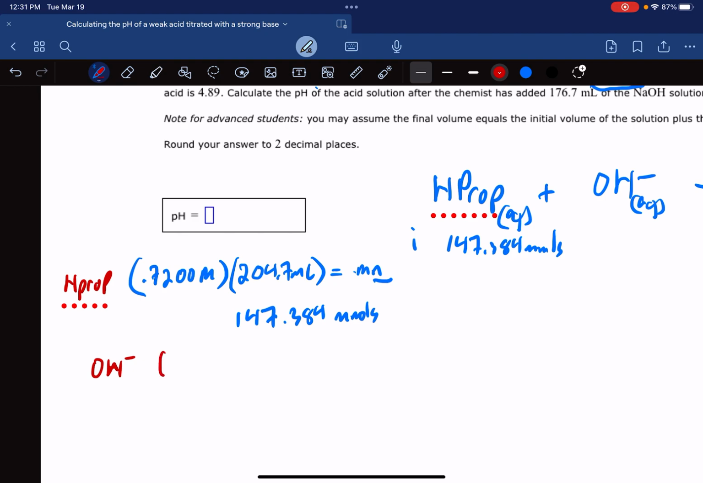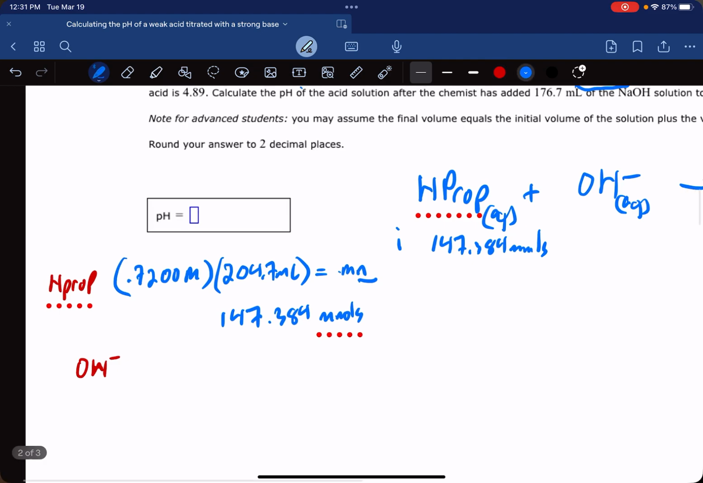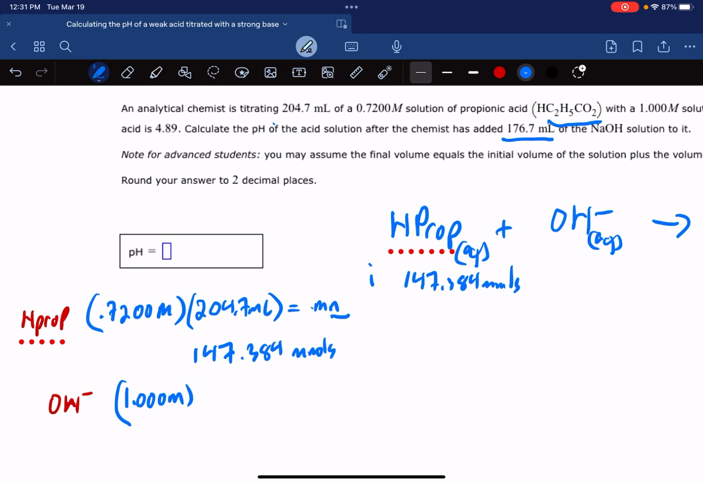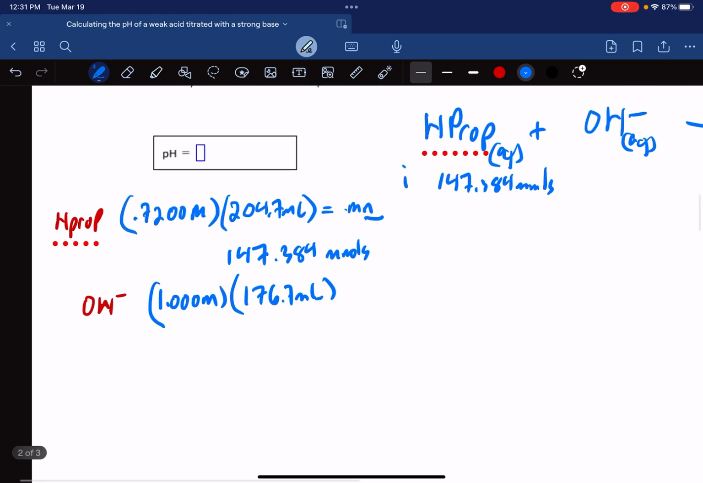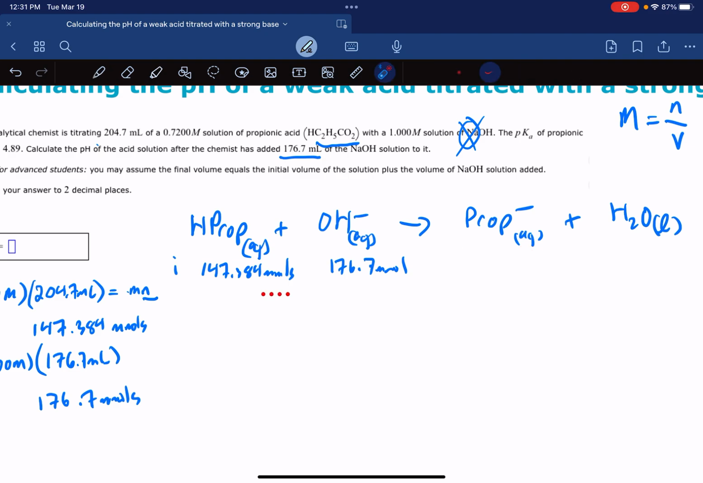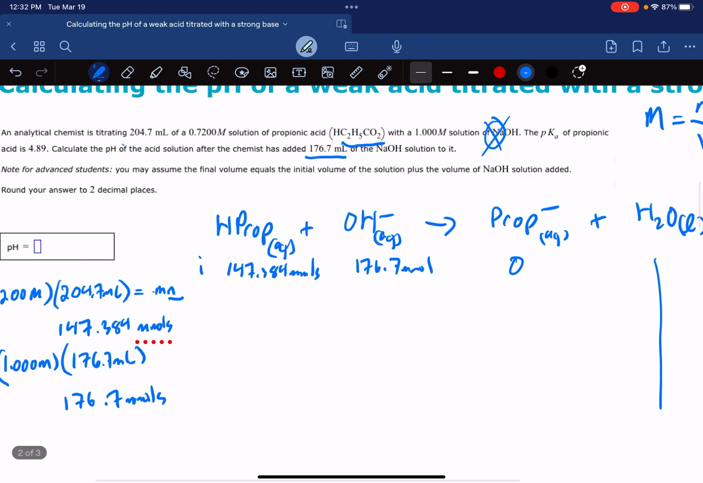We're going to write 1.000 molar, and multiply that by 176.7 milliliters. When we multiply those two together, we end up with 176.7 millimoles. This is really important because when we go back to our equilibrium expression, here we have 176.7 millimoles. When we start this problem, all we had was the propionic acid, and to that we're adding OH minus. We have none of the prop minus, and the water we don't care about because it's a liquid and doesn't impact our equilibrium.